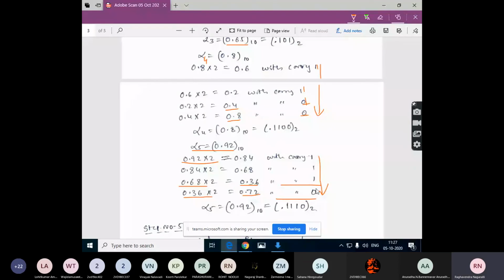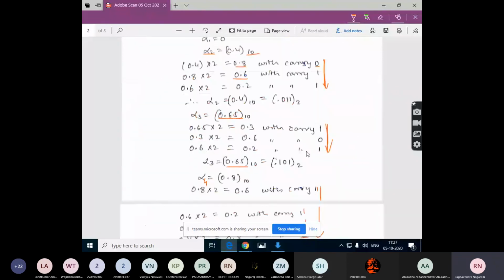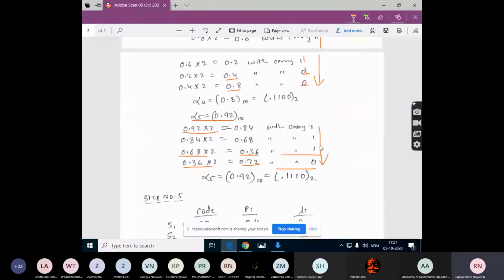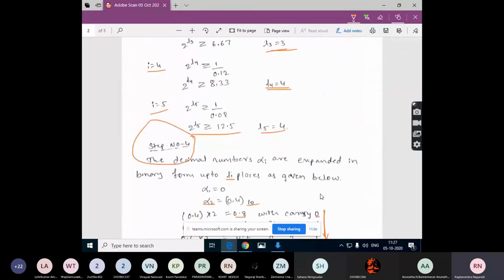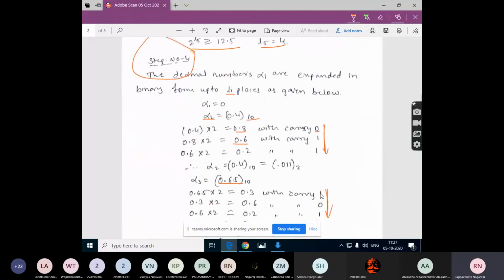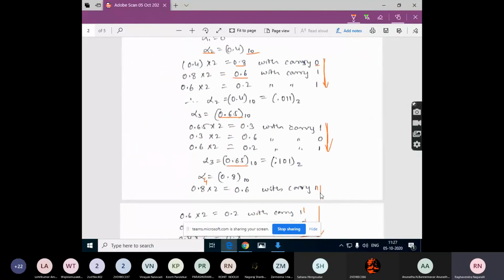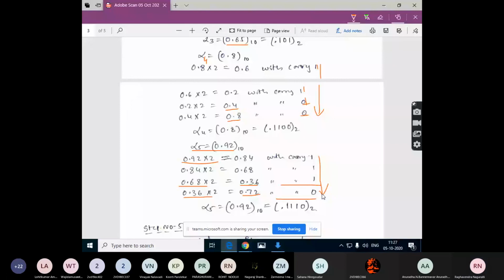So here we stopped because L5 is equal to 4. So we have expanded this alpha 5 for 4 places, and then we can stop. So this is about step number 4, where we converted these decimal values of the alpha into the binary form. Okay, so what is the next step? Step number 5. What we need to do here?